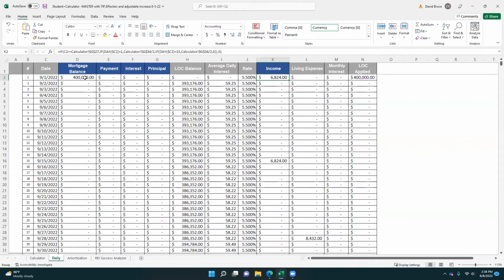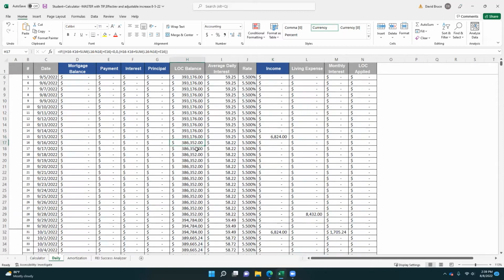So when you start with a $400,000 balance and you deposit your income, now your balance is lower. Now, throughout the month, your balance is going to stay lower so that you're paying less interest each day. Then you turn around and you deposit your paycheck on the 15th. And now, if you'll notice, your balance is lower. So then you go back down until the end of the month.